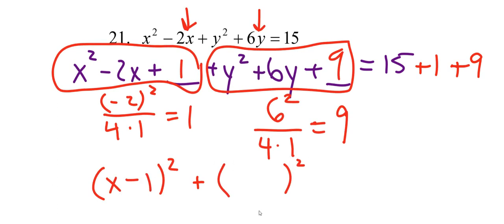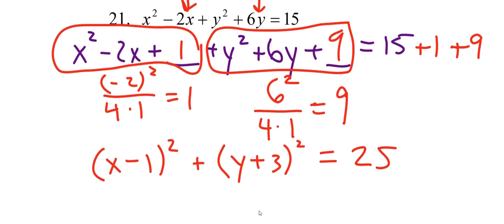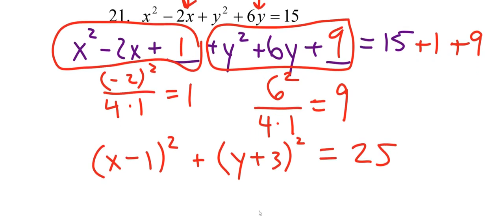X minus 1 and y plus 3 equals what? 16 plus 9 is 25. I had to get to 16 and 9. You guys did fancier work when we were factoring that.